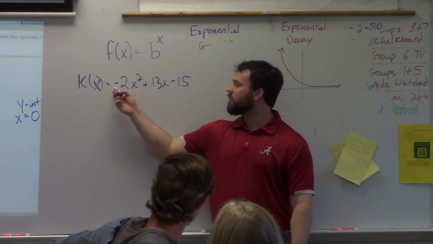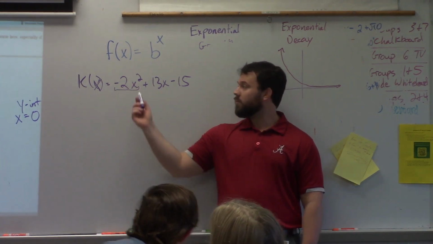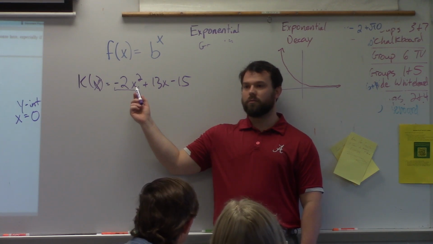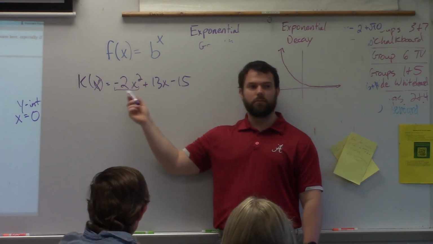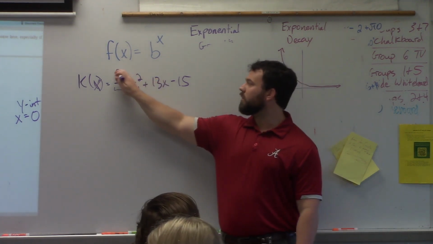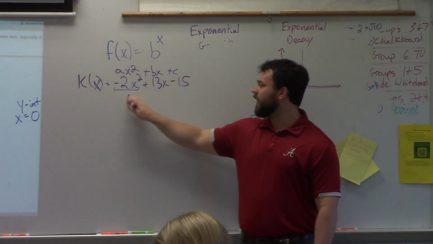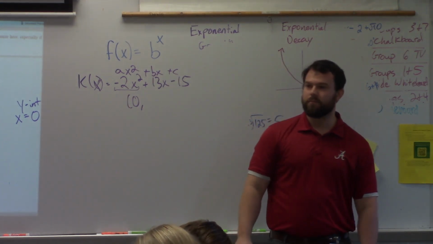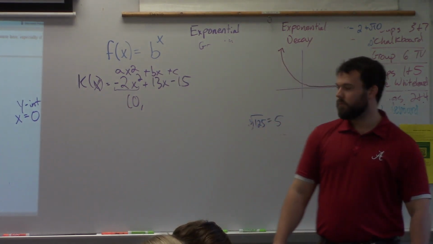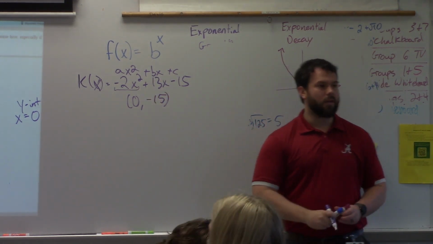Which means, what is this going to become when I substitute 0 in? With 0 squared? 0. So that whole thing becomes 0. What does this become? And so when we look at standard form, the x value is 0. What's the y value? Negative 15. Okay. 0 comma negative 15.